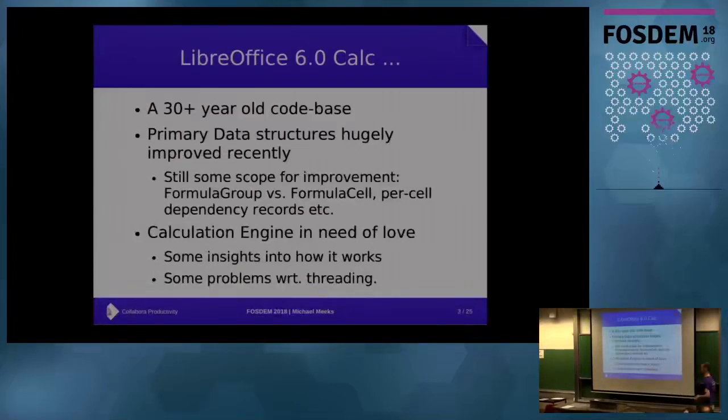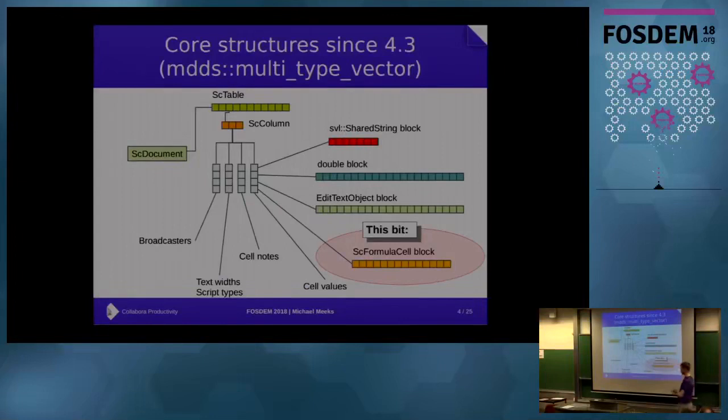So here we go. Calc is a pretty interesting code base. Obviously, like everything else, it's 30+ years old. The data structures have improved a huge amount recently, in the last 3-4 years, but there's still some significant scope for improvement there. We'll look at how they are in a bit. But the calculation engine has been left pretty much as is. We tried to tack another one on the side to do OpenCL calculation and compiling formulae to OpenCL, but it's been badly in need of love. And so we'll look a little bit at how it works and how we improved it to thread it.